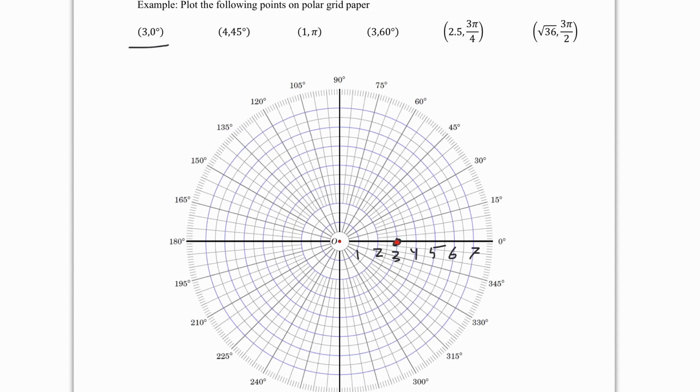So 3 is right there, and then we have to swing in 0 degrees. So it's just right there on the axis. 3 and 0 degrees is right here. Let's try the next one. 4 and 45. Well, we go over to 4, and then we swing in to 45. So 4 and 45 would be right here.